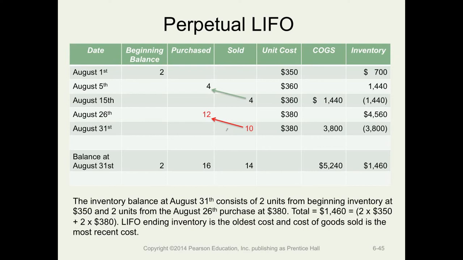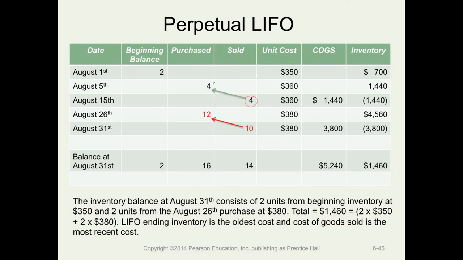So now let's take a look at Perpetual LIFO. Once again, let me set this up. This was in the narrative on the other slides that you can always go back and read, but it's here. Start the month with 2 units at $350. August 5th, we buy 4 units at $360. Now, on August 15th, we sell 4 units.